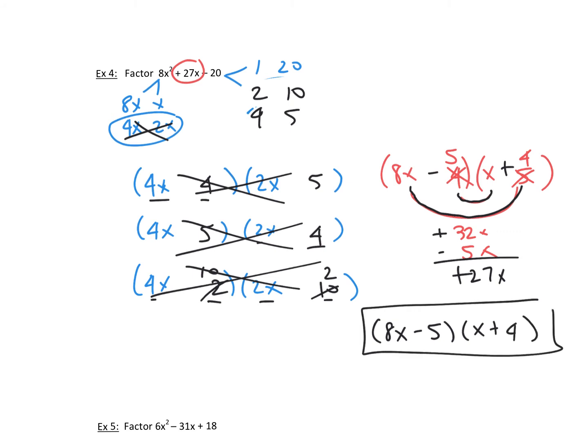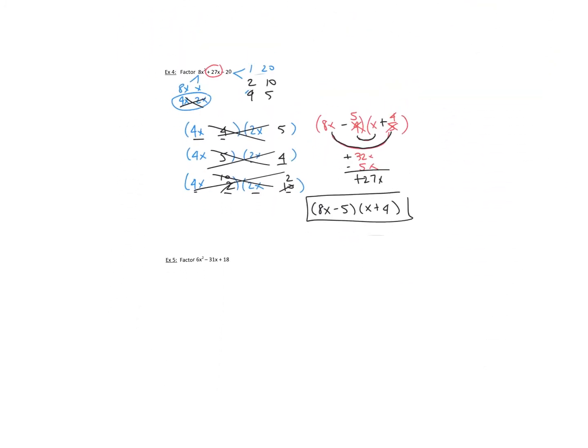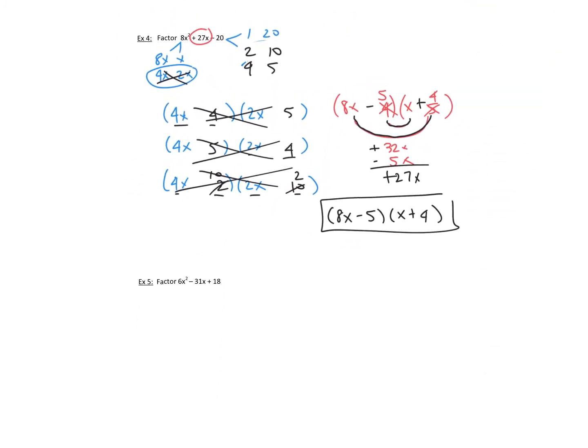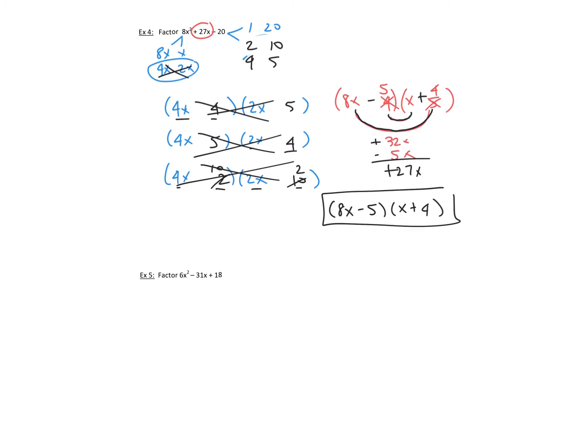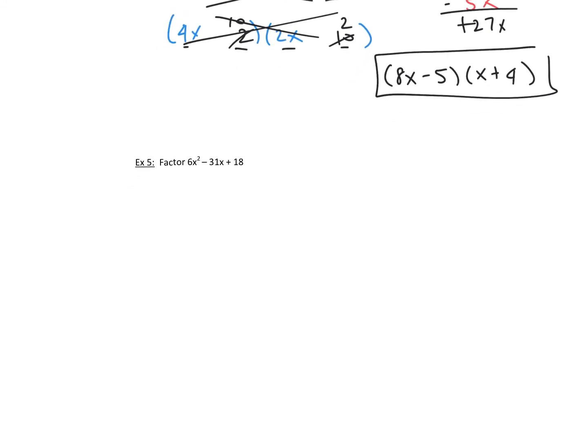Okay. And I think this is the last one. You guys can try this one on your own and pause the video if you need. Okay, pause it. And I'll go over it right now. So we have, again, multiple factors of 6x squared. So we have 6x times x, or 2x times 3x. And 18 could be 1 times 18, 2 times 9, or 3 times 6. We're just doing guess and check.